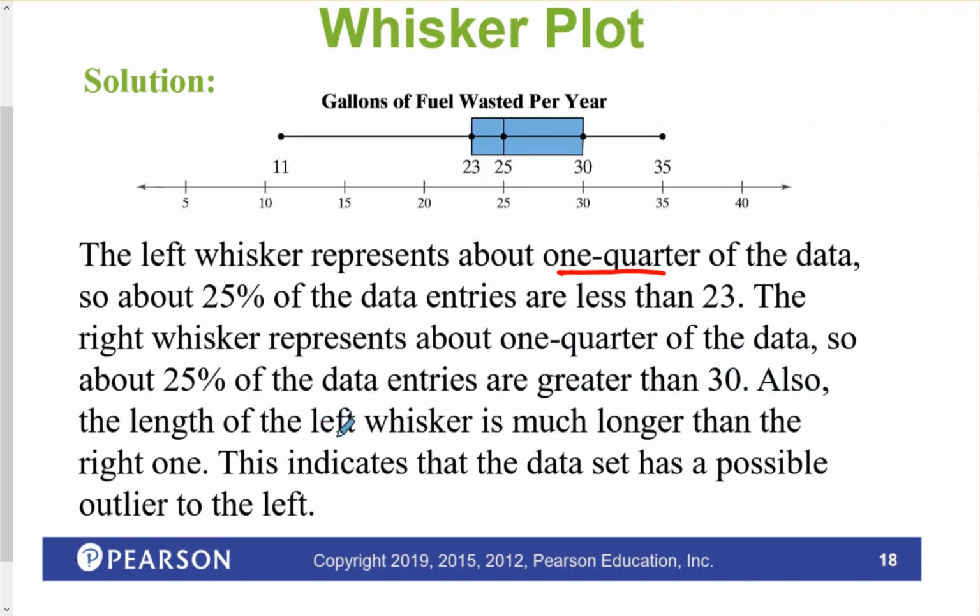Also, the length of the left whisker is much longer than the right one. This indicates that the data set has a possible outlier to the left. Okay, so that's a good indication. If one whisker is longer than the other one, the longer whisker indicates the data set has a possible outlier. Okay, good.